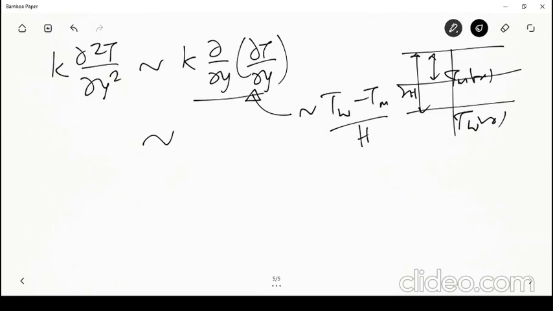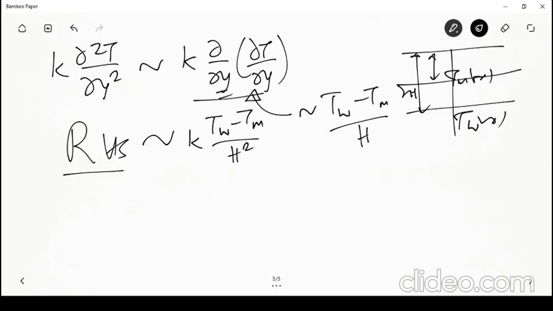Now this ∂T/∂y can be said of the order of (T wall minus T mean) divided by h. So this k ∂/∂y of this can be said to be of the order of, this y itself is of the order of h. So you can say it can be k times (T wall minus T mean) divided by h squared. So this is the right hand side, which is of the order of k into (T wall minus T mean) by h squared, and since this is of the order of the left hand side, this is of the order of q'' wall divided by A by P.